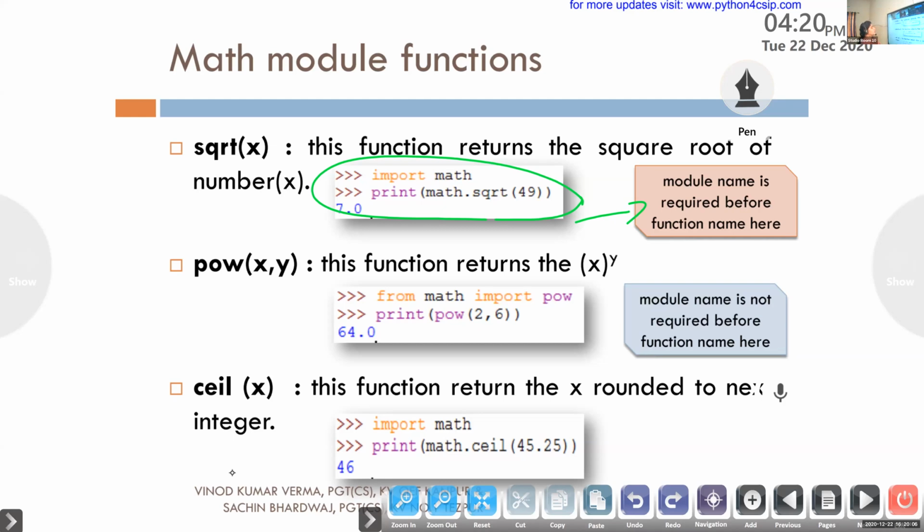So Aryan, tell me what is the difference between the sqrt function and the pow function? The sqrt function returns the square root and the pow function returns the exponential, that is the power. 2 comma 6 means 2 is the number and 6 is the power, 2 raised to 6. So it is in the form x raised to y, pow(x, y).